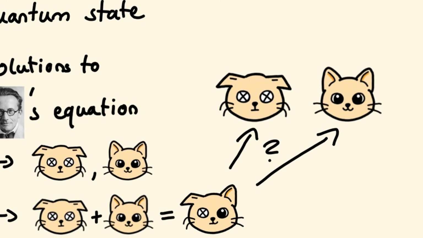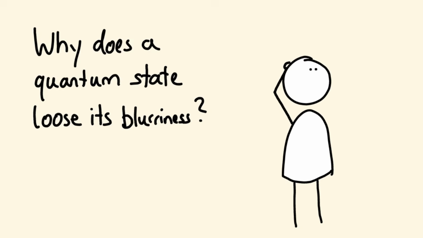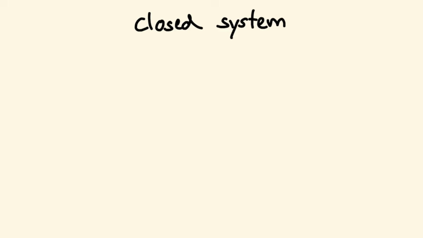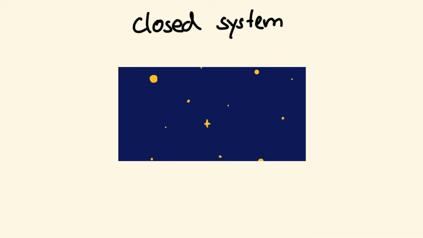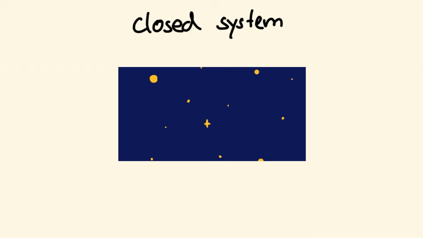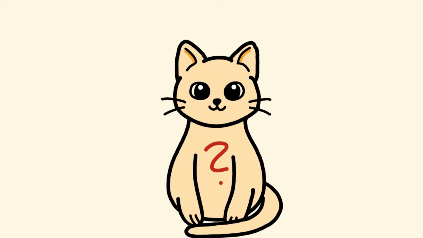But what makes it go away? Why does a quantum state lose its blurriness? There's something I didn't tell you about Schrödinger's equation. It only works for closed systems. A closed system is an isolated part of the world, so there's no interaction, communication or whatsoever with anything outside the system. But Schrödinger's cat?